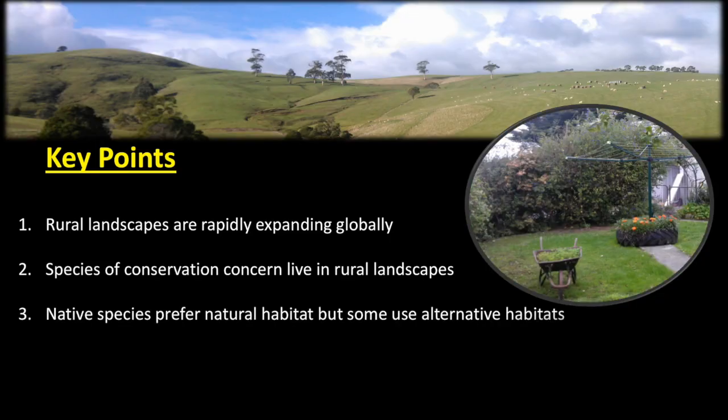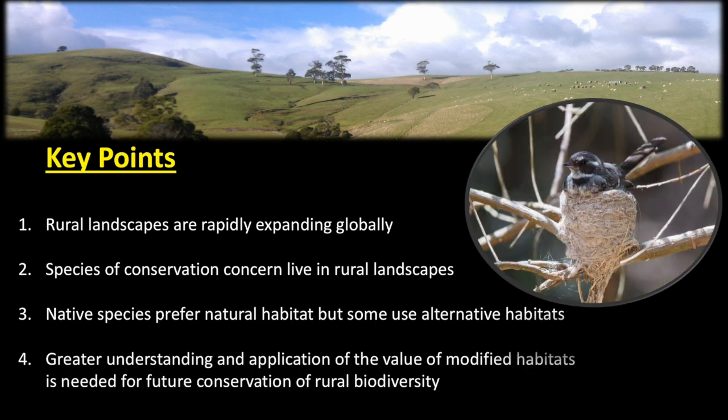Native species prefer natural habitat, but where it's absent or limited, some native species will use alternative or substitute habitats, such as gardens and novel ecosystems. A greater understanding and application of the value of modified habitat for biodiversity and native wildlife will be an important tool for conservation in rural landscapes in the future.